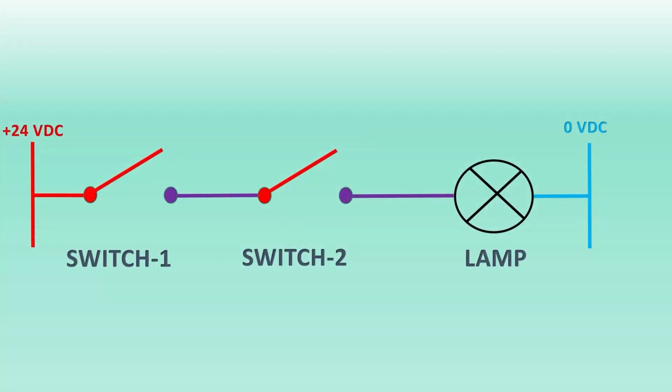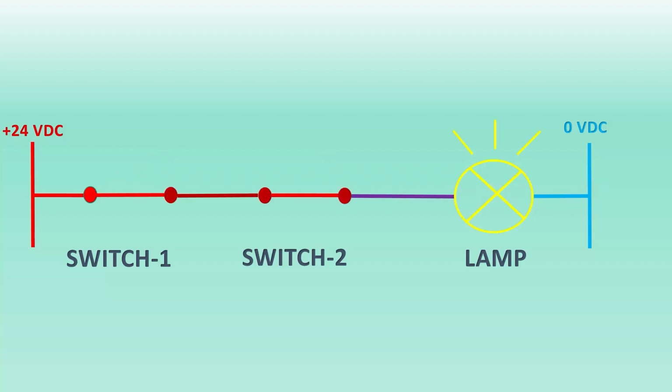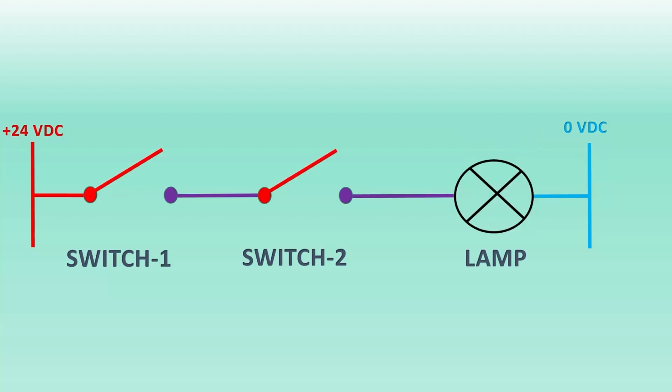This is the electrical schema of the lamp and the two switches. If we close the two switches, the lamp will be powered by the 24 VDC and it will turn on. If one of the switches is open, it will cut the power and then the lamp will turn off.